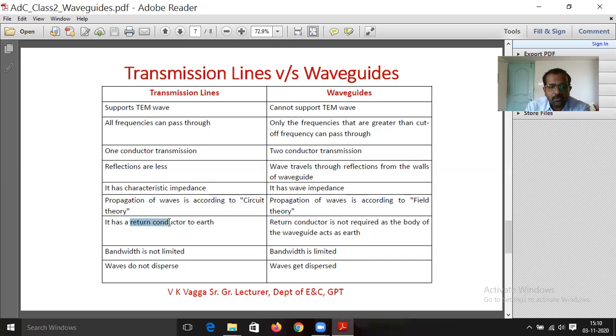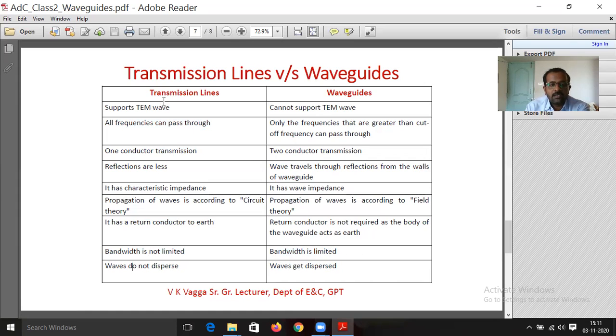The transmission line should have the return conductor to the earth in order to form the closed loop. But in the waveguide the return conductor is not required, as the body of the waveguide itself is acting as the earth there. And if you take the bandwidth, it is not limited in the transmission line, it is going to pass all the frequency signals. But in the waveguide its bandwidth is going to be limited here.